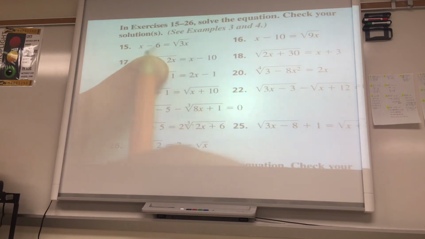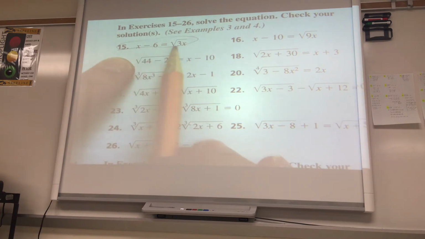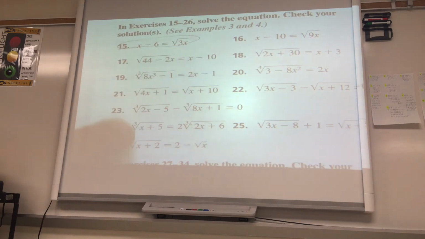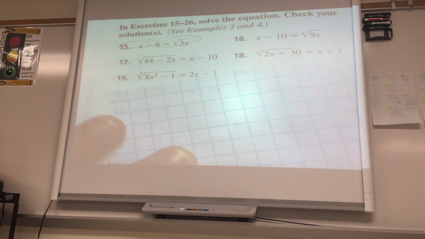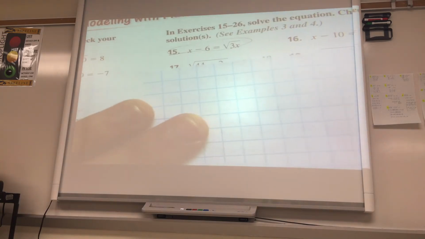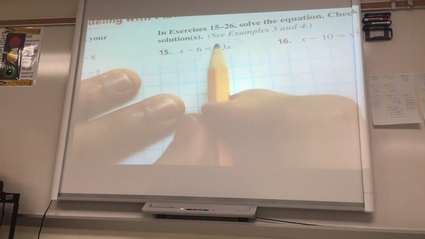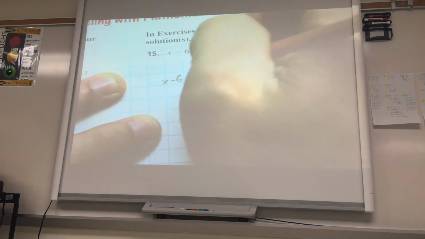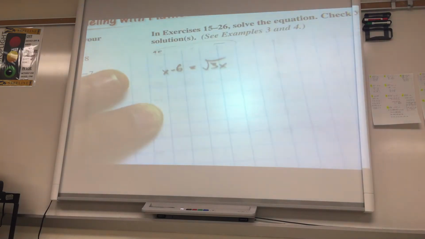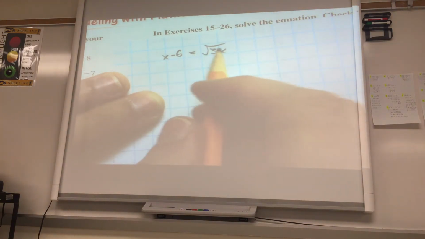But what happens on stuff like this, like number 15, is when you look at it, it's actually a first degree function. And due to the fundamental theorem of algebra, we know if it's a first degree function, it should have only one solution. So you start getting things called extraneous solutions. When I solve this, watch what happens. My square root sign is isolated already. I have x minus 6 equals the square root of 3x. Okay, square root sign is isolated. I want to get rid of it, so I'm going to square both sides.